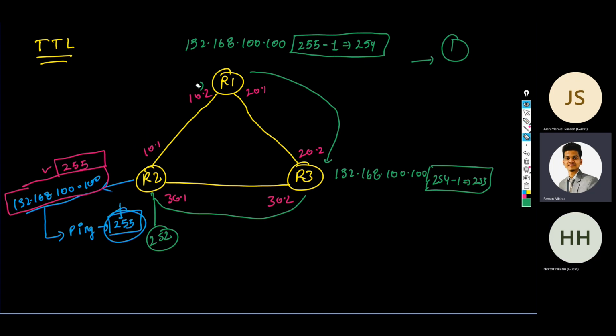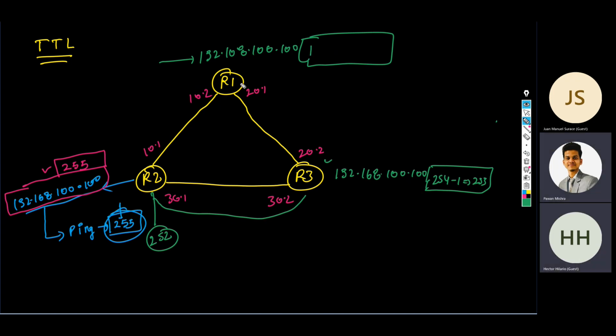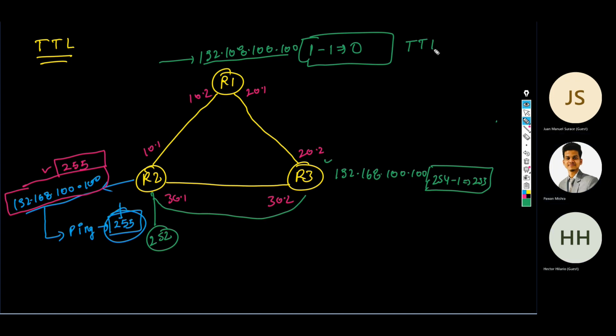And after some time, what happens? After some time, this R1 will receive again the same packet, 192.168.100.100. Let's say now the TTL value is 1. So once this R1 router receives this packet with TTL 1, what will it do? Minus 1, that is 0. It means what? It will stop sending.